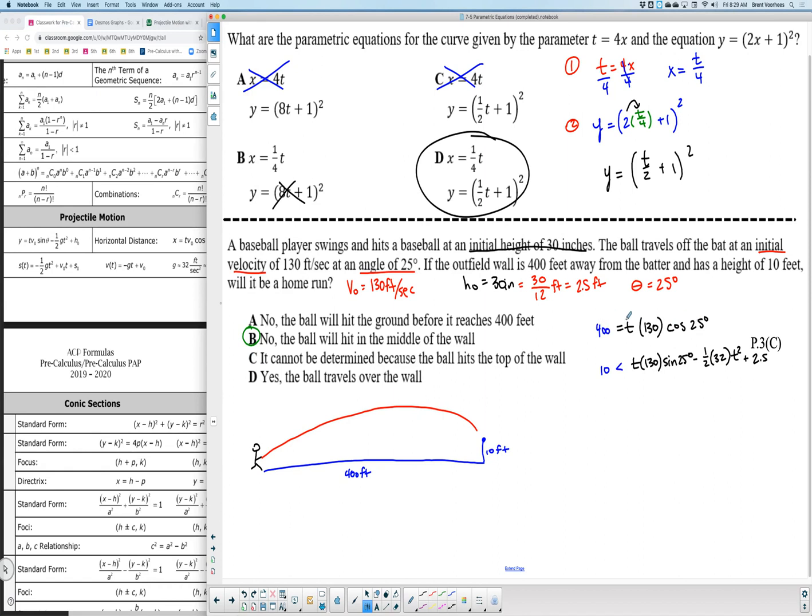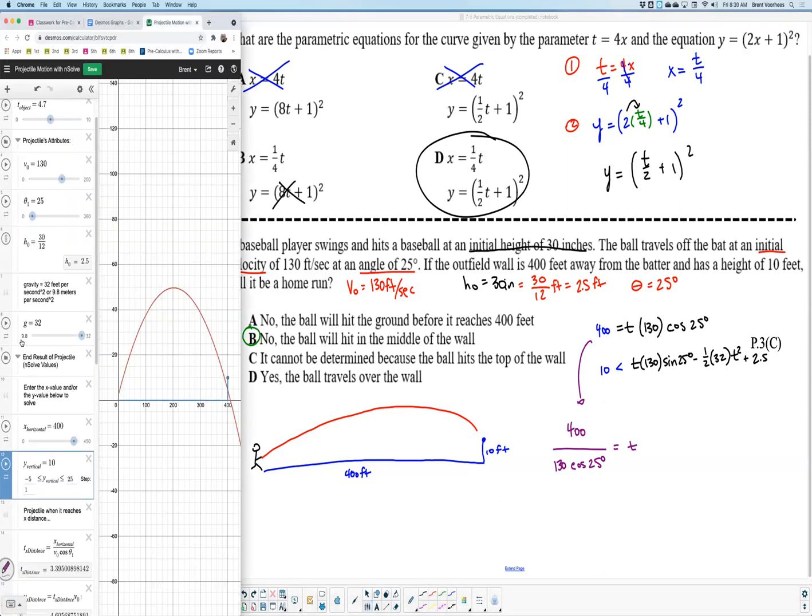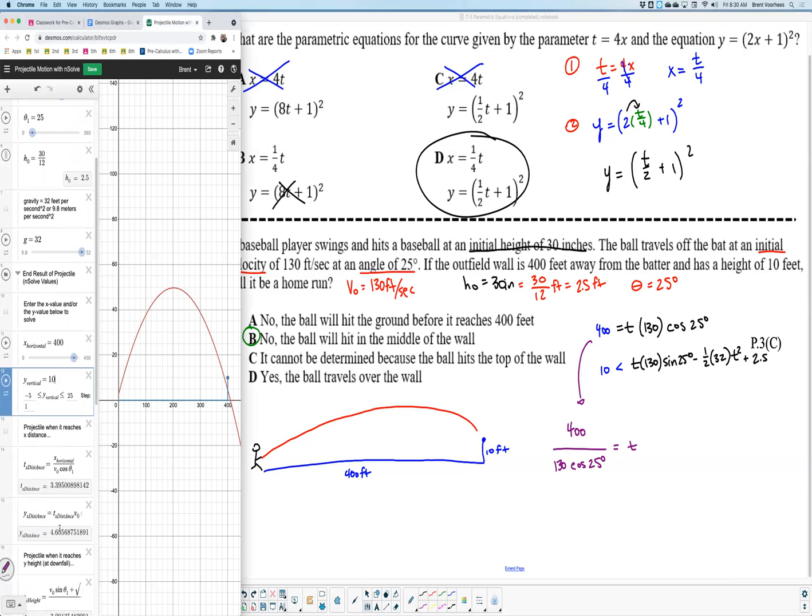And so I would solve this first equation, where I'm going to take this top one and say 400 will equal, no, I'm sorry, I'm going to solve this for t. I'm going to isolate the t, so we need to divide. So 400 divided by 130 cosine of 25 degrees should equal our time. So I'll go back to my calculator, and as I'm going to show you, the value we're going to get for our answer is going to end up being this 4.6. But let's just check it out here.